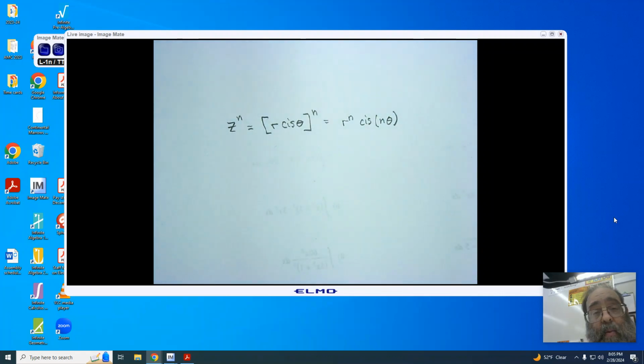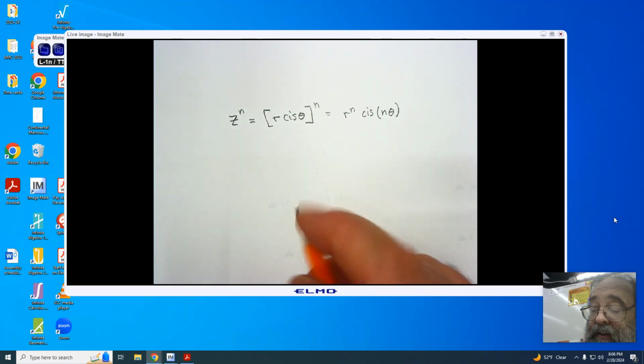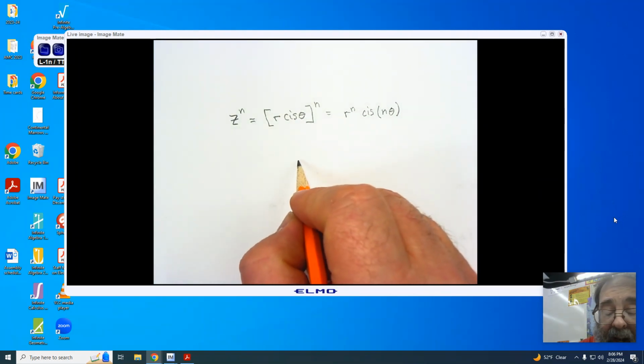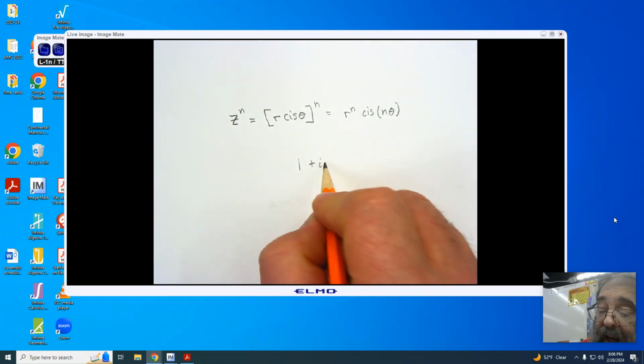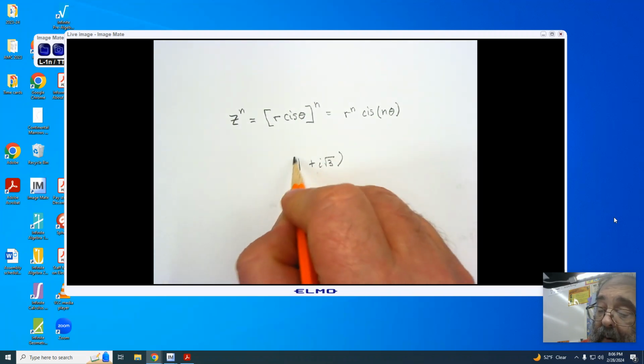And this can work whether we're working with fractional roots such as the square root or cubed roots, or whether we are working with powers such as 3 or -4 or 6 or whatever power we might want. Let's take an example. Let's go ahead and look at 1 plus i root 3 to the 4th power.